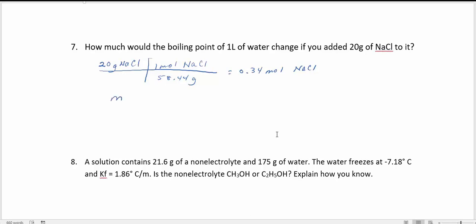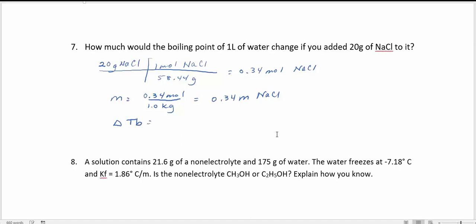Then we can calculate the molality. Now, 1 liter of water has a mass of 1 kilogram, and that's based on the definition of the density of water being 1.00 grams per milliliter. So the molality of our solution is 0.34. We have an i equal to 2.